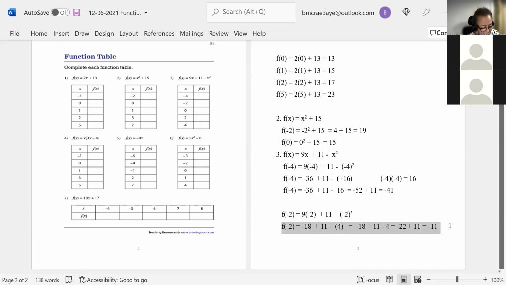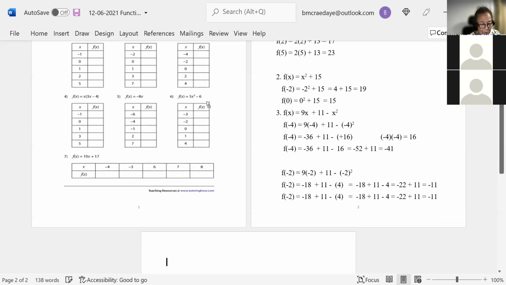Now, the next one, let's see if we can copy it here. This one was minus 2, right? So the first one is minus 41, right? Now the second one is minus 11. Now we are going to 0. So let's put 0 in for our input. Wherever you see an X, you want to put 0. So this becomes what?